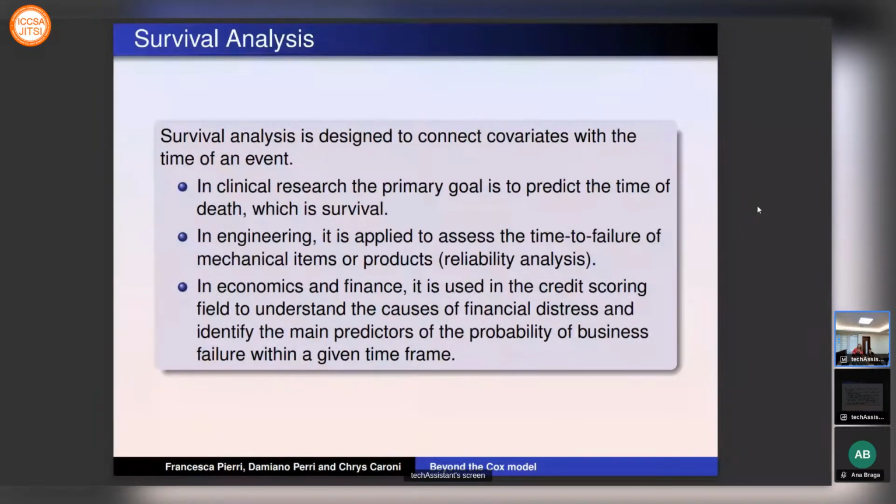A brief recall of survival analysis. Survival analysis is designed to connect covariates with the time of an event. In clinical research, the primary goal is to predict the time of death, which is survival. In engineering, it is known as reliability analysis. In economics and finance, it is used in the credit scoring field to understand the causes of financial distress and identify the main predictors of the probability of business failure within a given time frame.